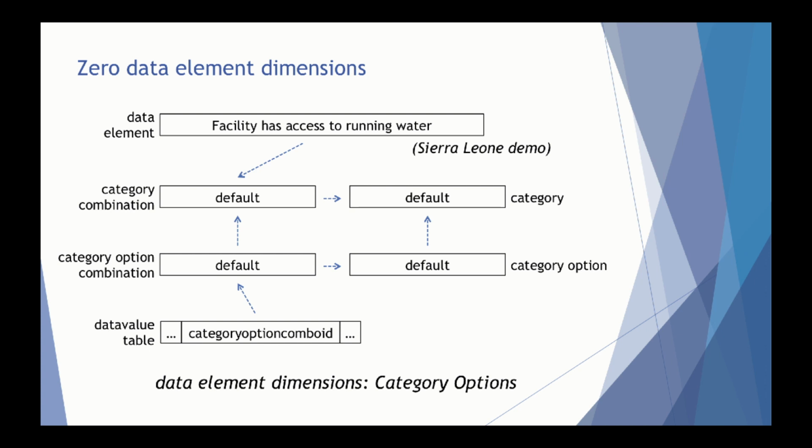The default category has only a single category option called, of course, default, and the category option combination is default for all of the data elements, all of the data values using this data element that is assigned to the default category combination. So again, the same database structures work, they're just all stubbed out, so you don't have any choice in values. And as an example of a data element that uses the default category combination from the Sierra Leone demo, whether the facility has access to running water. There is no disaggregation breakdown on that data element.